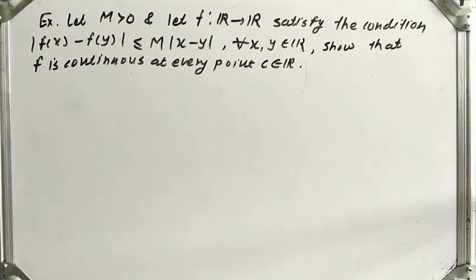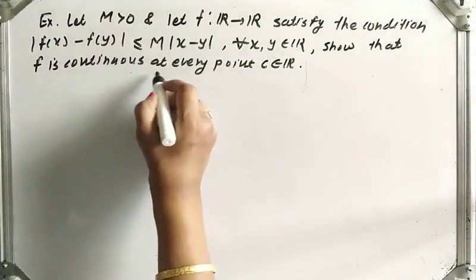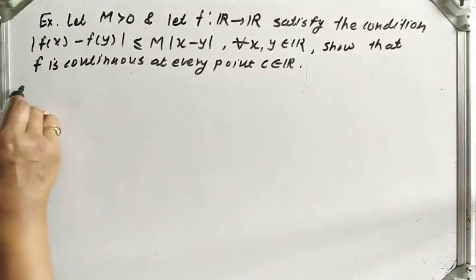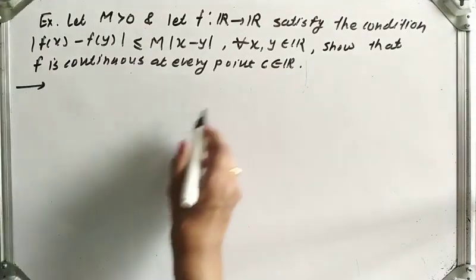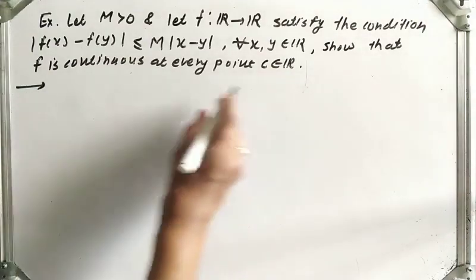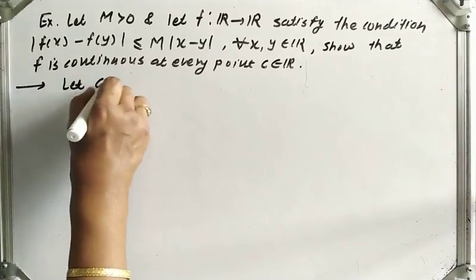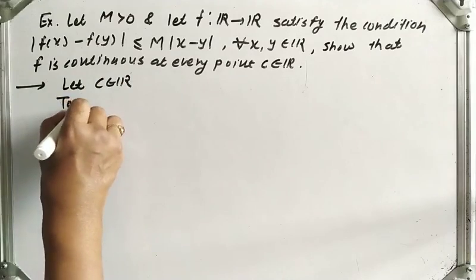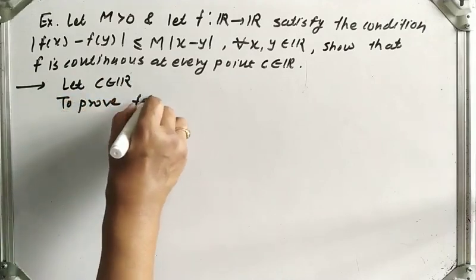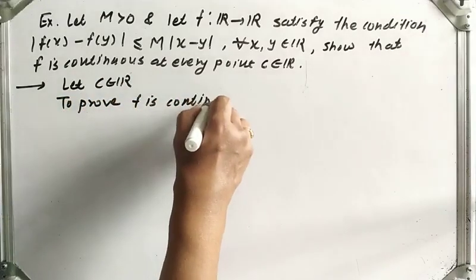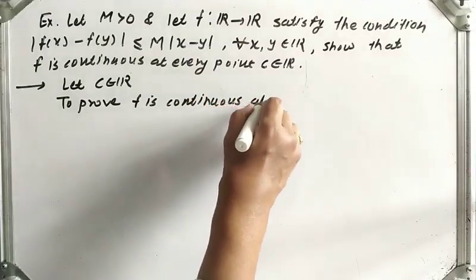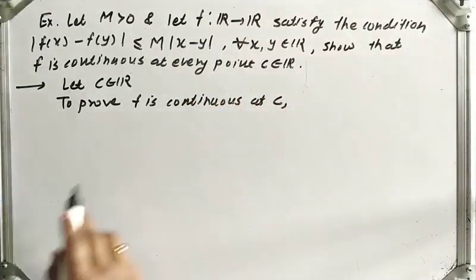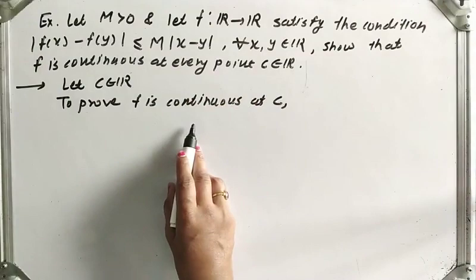We have to show f is continuous at every point c belongs to R. So let us choose an arbitrary c. Let us choose a single point c belongs to R. Let c belong to R. We have to prove f is continuous at c. So to prove f is continuous at c, what we need to show?